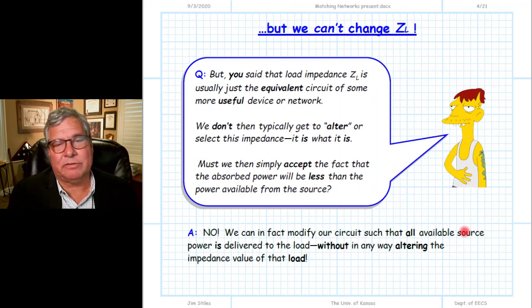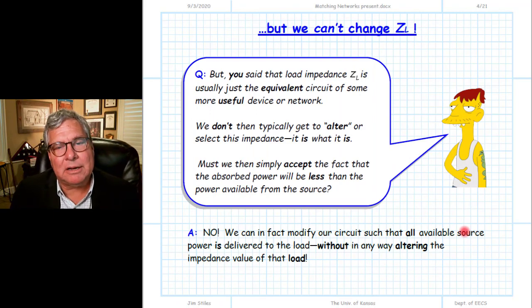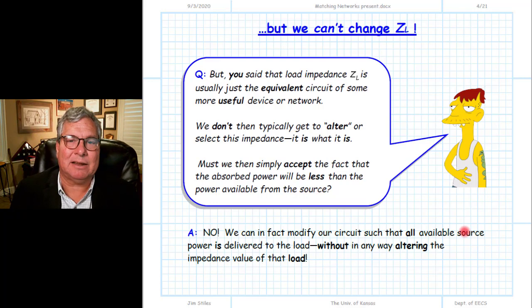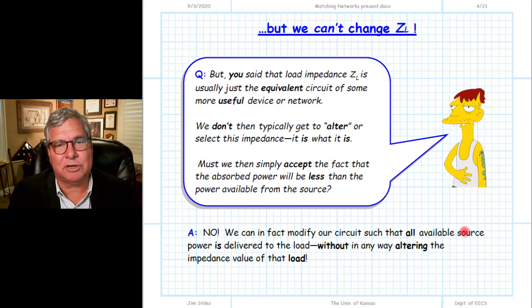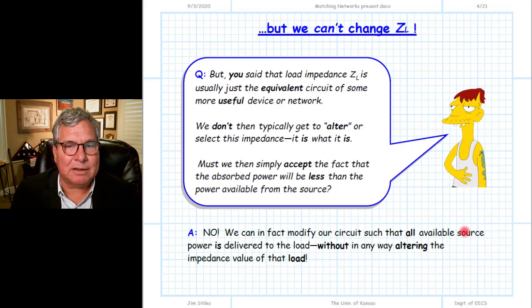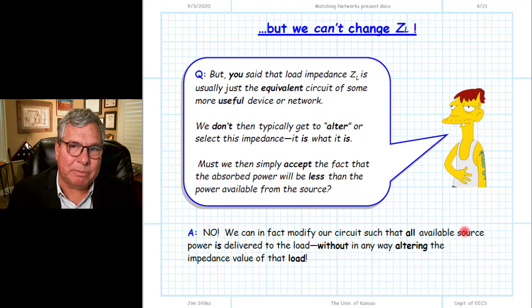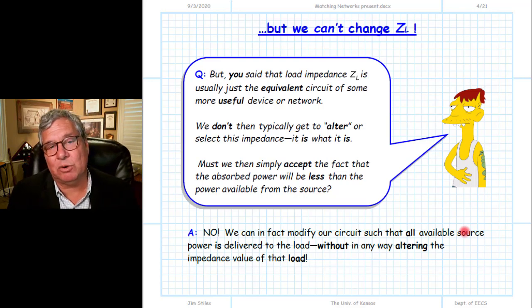Now, the problem with this idea of a conjugate match and extracting all the available power is really one that is pragmatic. What's practical about it? We make it sound like we just fiddle with the load until we get a load that's the complex conjugate, and then the source will deliver power at a rate equal to its available power. But in a real sense, we can't fiddle with the load, because that load is the input impedance to a useful device. It's an equivalent circuit.